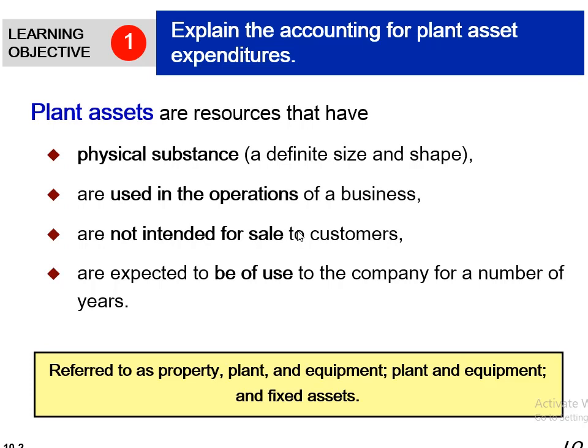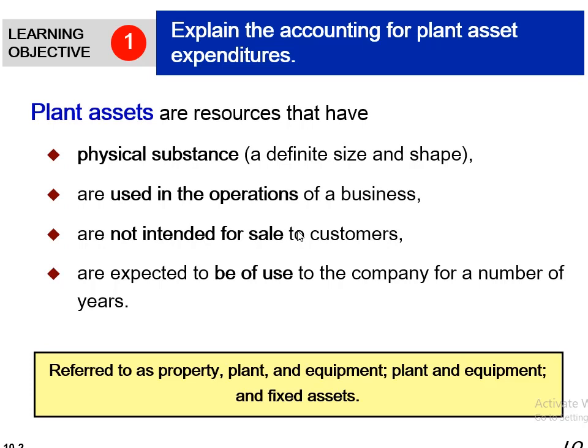One more important feature for the plant asset is that they are having a longer life. They are not like current assets which will be used within a time frame of 1 year or accounting cycle. They are actually going to be used by the company for a number of years. So if all these features are met, we will categorize an asset as the plant asset.